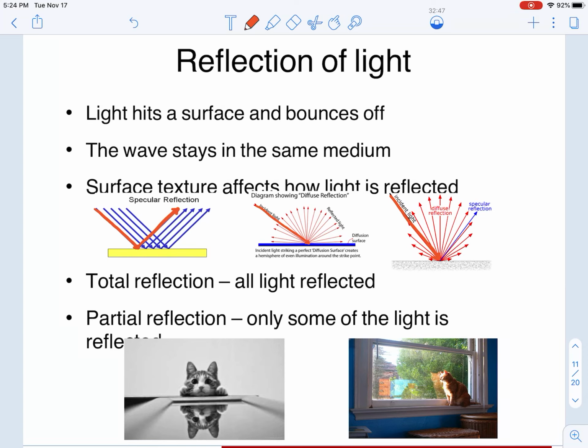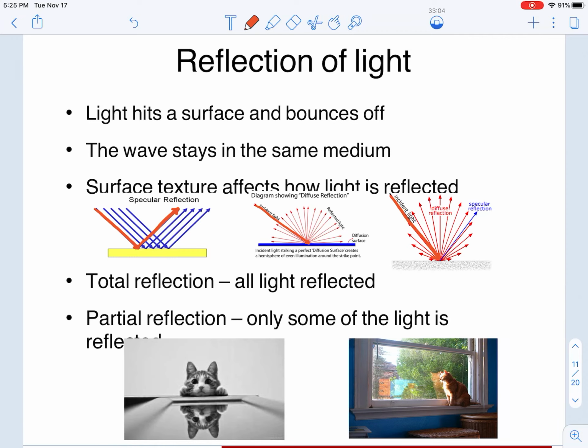This is also diffuse reflection. So we have the one beam of light that comes in, but because of the textured surface, then it's going to cause the light to bounce off in lots of different directions, not just the one reflecting beam. We can have total reflection.